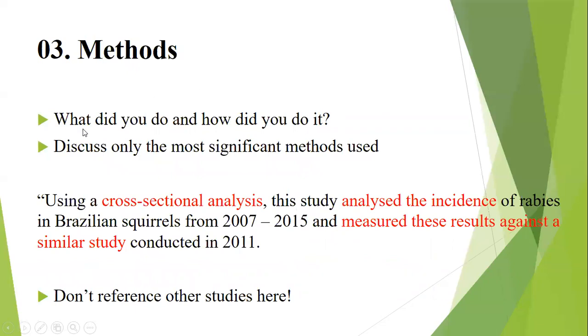Under the methods, what you have to mention is what you did and how you did it. You have to discuss only the most significant methods you used in conducting the research. As an example, using a cross-sectional analysis, this study analyzed the incidence of rabies in Brazilian squirrels from 2007 to 2015 and measured these results against a similar study conducted in 2011.